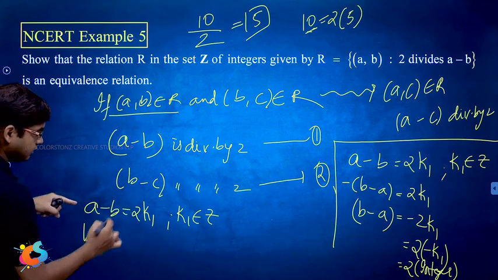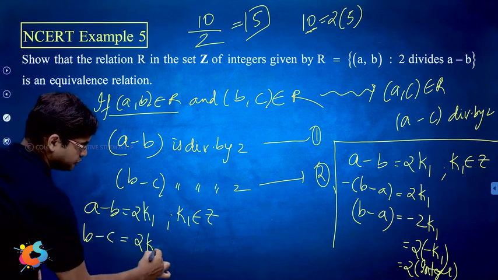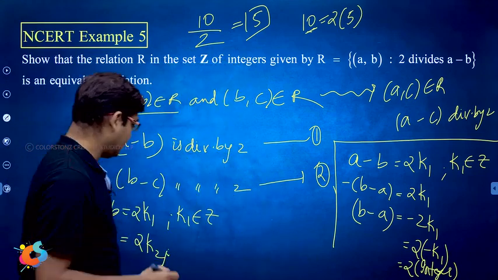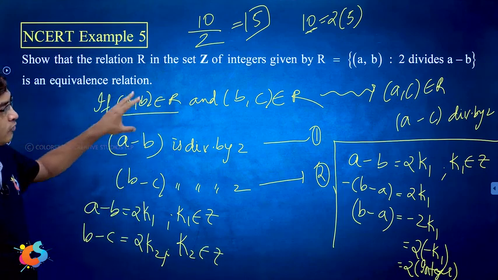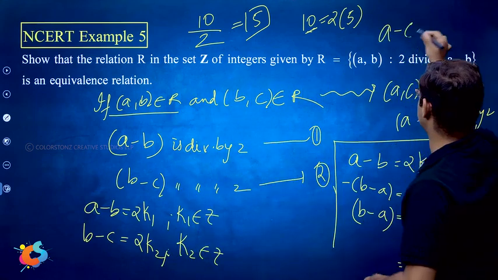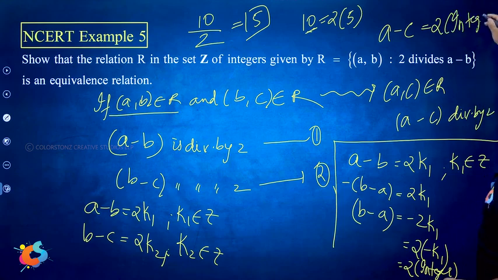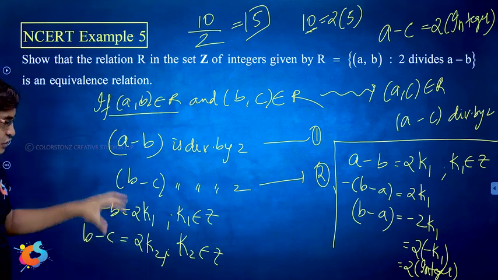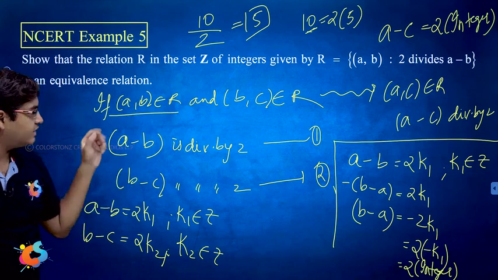In the same way, b comma c, b minus c. So b minus c is divisible by 2 means b minus c is 2 times some integer k2, where k2 is some integer. Now finally, what should I prove, or what am I looking for? a minus c should be divisible by 2, meaning a minus c should be 2 times some integer. Given these two pieces of information, can I prove that that is happening? That is what we are saying.